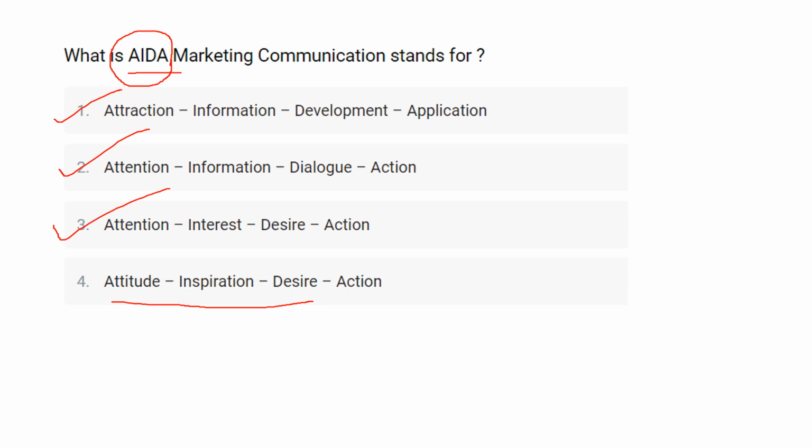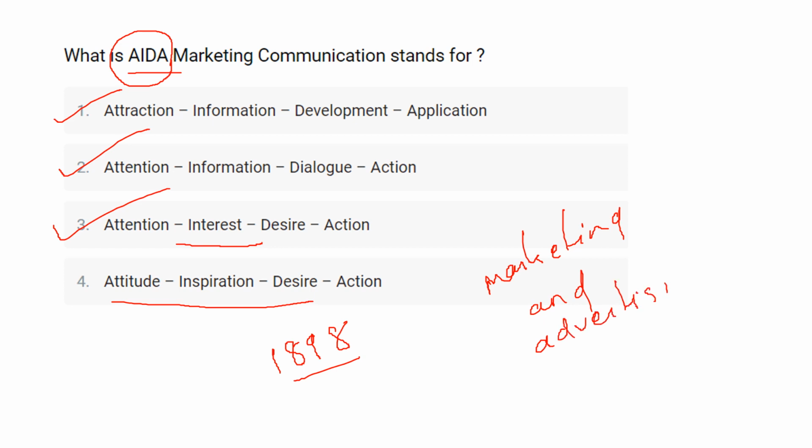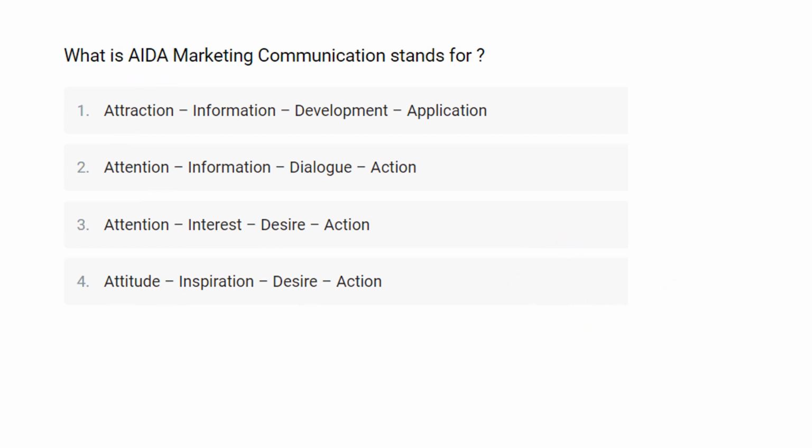AIDA was developed in the year 1898 and the full form of the same is attention, interest, desire and action. The AIDA model was widely used in marketing and advertising to describe the steps or stages that occur from the very first moment a consumer becomes aware of a product or a brand to the moment the purchase is made. So here the correct answer for this question is option number 3, that is AIDA stands for attention, interest, desire, action.